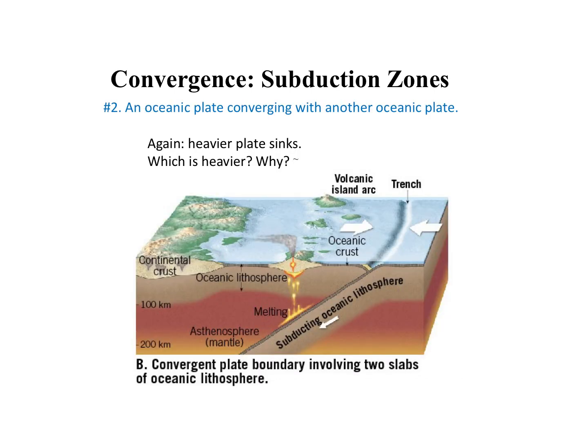The second type of subduction zone boundary is where we have an ocean plate converging with another ocean plate. So again, the heavier plate is going to sink. But how do we know which one is going to be heavier? The older plate will always be heavier.